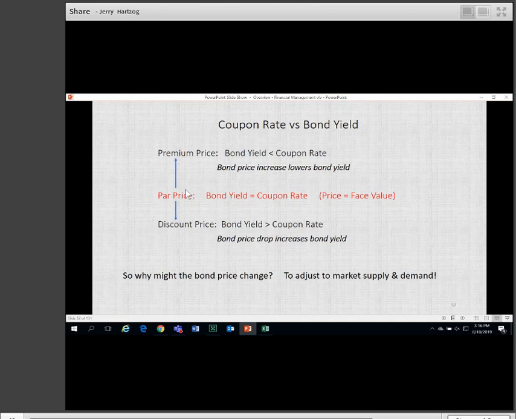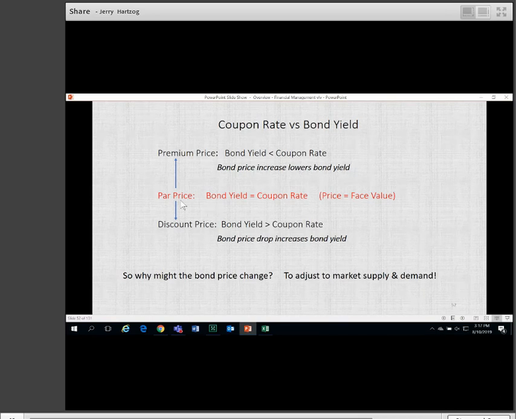Now, what happens if we increase the price? We increase the price so it's a premium price. Let's say we just assume the price increased from 1,000 up to 1,100. Well, the coupon rate cannot change. Remember, it's in the indenture. It's fixed, a legal provision that's fixed. So the price goes up, the yield goes down. So now the yield is less than the coupon rate. That price increase in the bond lowers the bond yield.